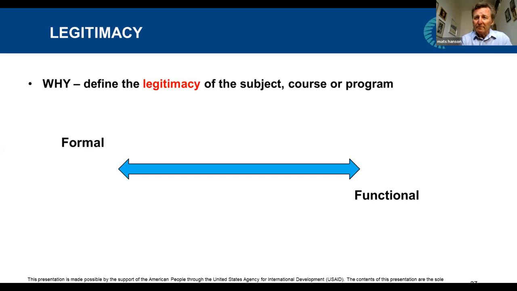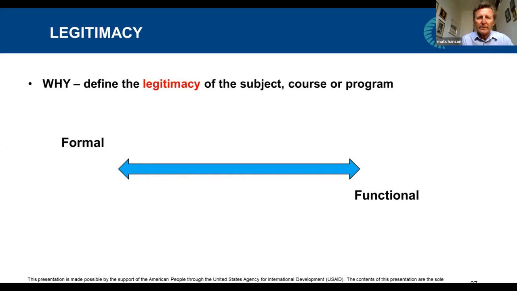So you also have this balance of legitimacy in the subject: whether it's okay to be functional but not formal, and the other way around. Try to define in your subject whether it's more important that it's functional, or more important that it's formal. This could, for example, change the way of the assessment of your course. If it's more formal, you can have more written exams. If it's more functional, you can have oral exams or a project or whatever to make it work. So this is a little bit about the legitimacy and the identity of the subject.